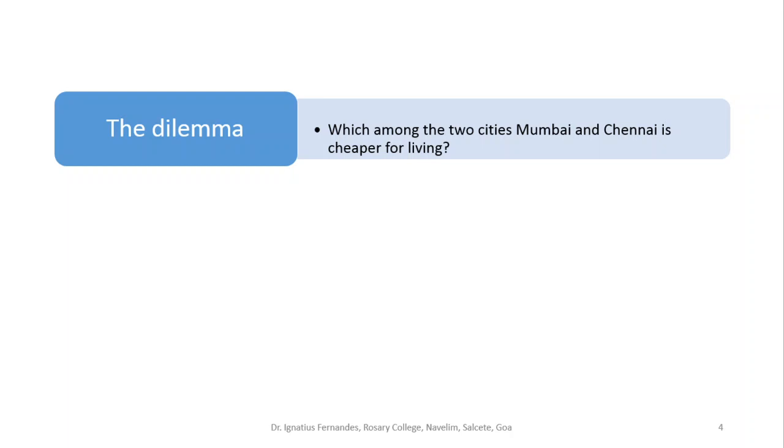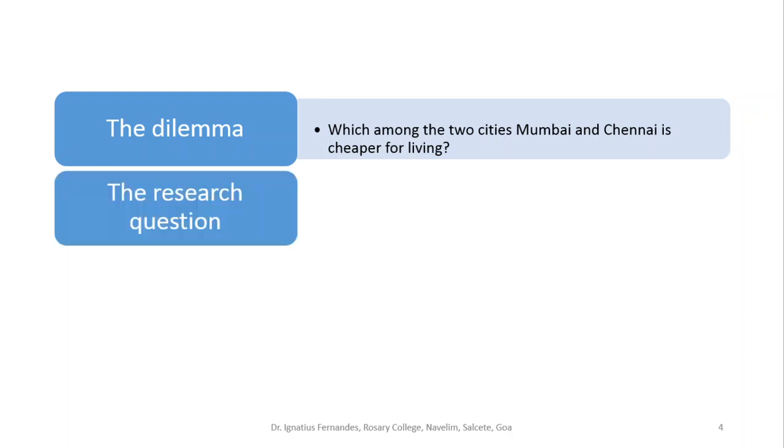and the dilemma or the problem was somebody wanted to find out which among the two cities, Mumbai and Chennai, is cheaper for living. Now when it comes to living, there are different factors that are involved. One is food, one is the stay, the real estate. So what you'll do is, you'll try to study all these factors.